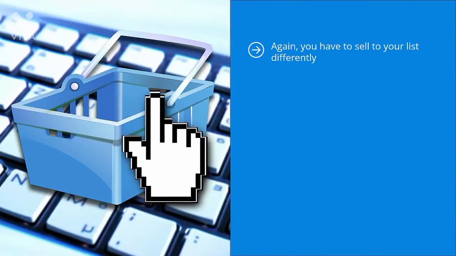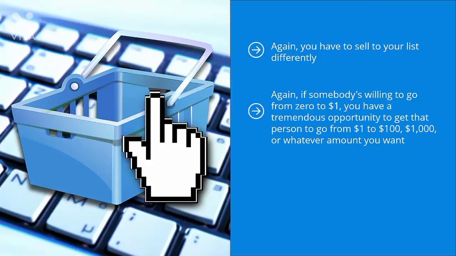Again, you have to sell to your lists differently. This applies to your two types of mailing lists as well. Your general list gets quality information that is distinctive, like social proof and case studies, along with upsell messages. Your buyer's list, on the other hand, gets more in-depth material with higher value upsells.